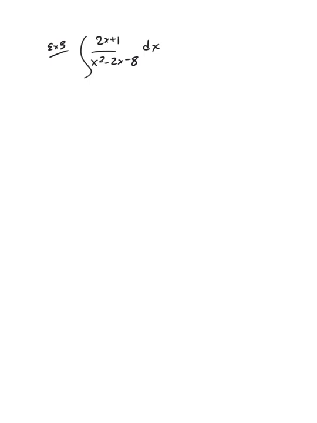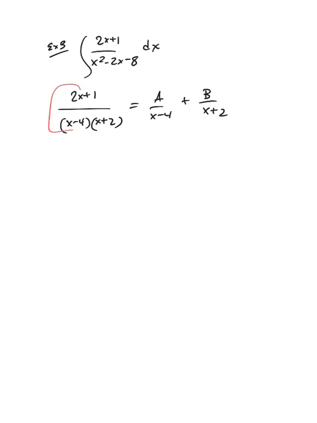So the technique we're going to use here is going to be a partial fraction decomposition. So I have 2x plus 1 over x minus 4 times x plus 2 is A over x minus 4 plus B over x plus 2. Multiply everything through by x minus 4 times x plus 2. So then we end up getting 2x plus 1 equals A times x plus 2 plus B times x minus 4.